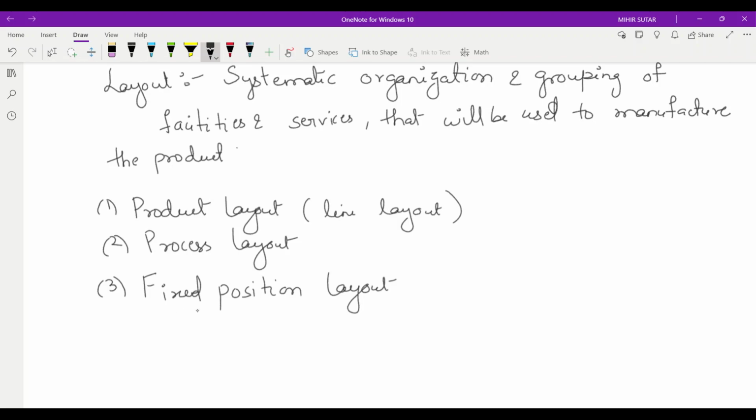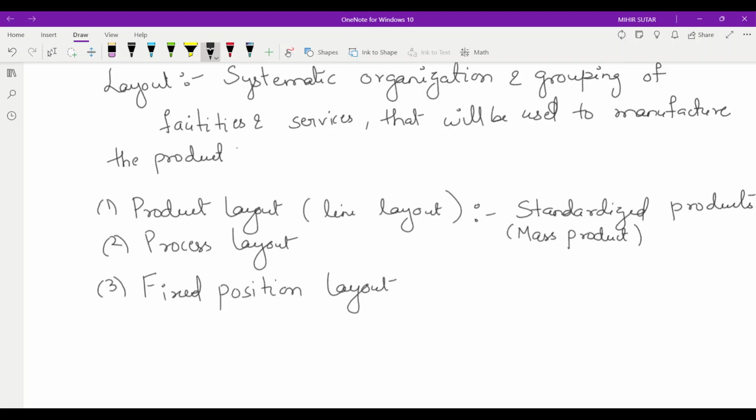So product layout produces a standardized product. Standardized product means you know that it's mass production, like in case of your automobiles. All the parts that need to be manufactured, all the machines are connected, so the part goes from one machine to another. So it is used for mass production. That's why in mass production the cost of your product is less, because there is no wastage of time. Plenty of parts are produced, or identical parts are produced daily.